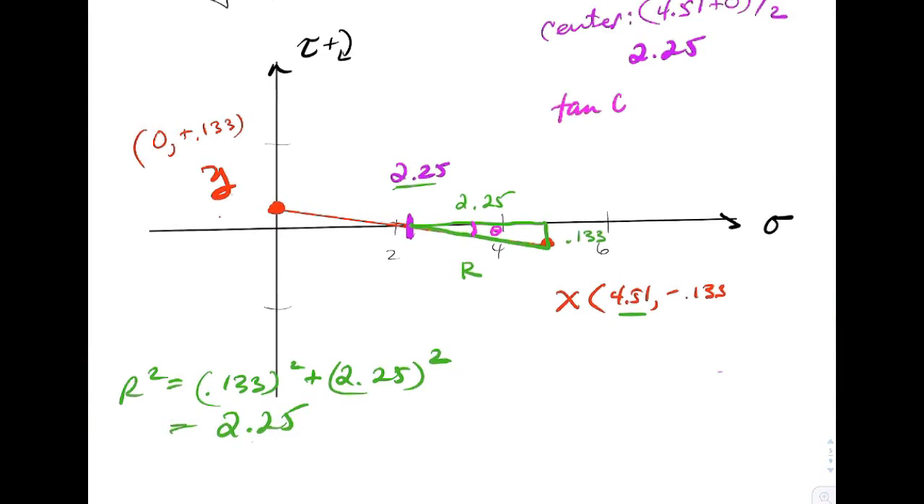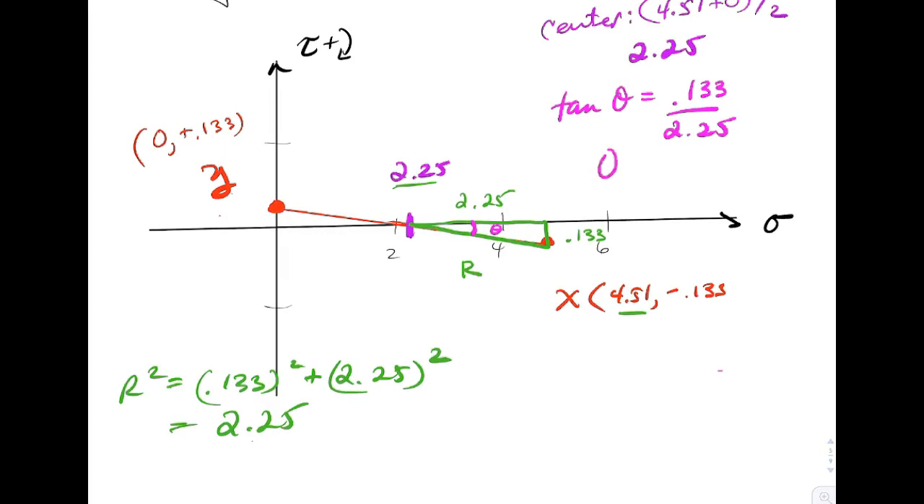So I would know that the tangent of theta would be 0.133 divided by 2.25. So that's a very small angle. It's going to be 3.38 degrees. So to hit the grains of wood, and let me just kind of re-sketch up here.